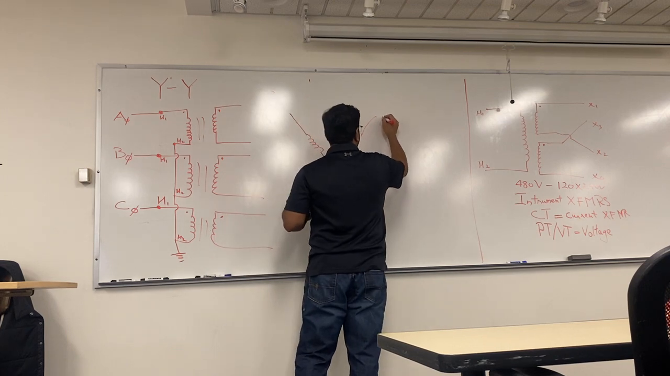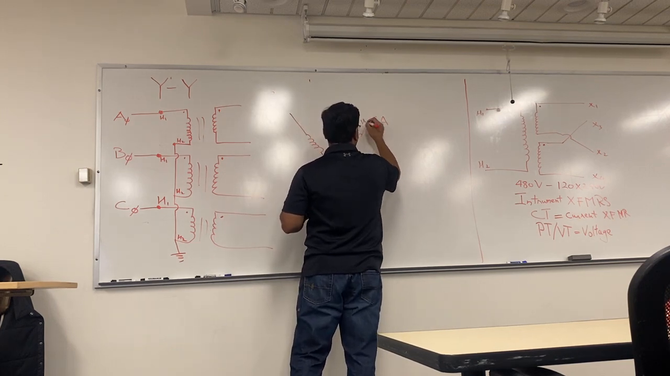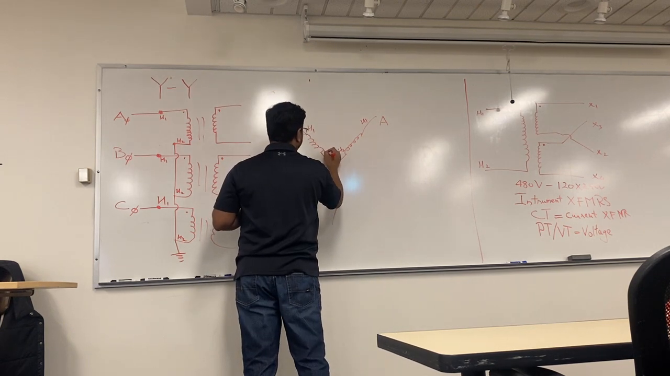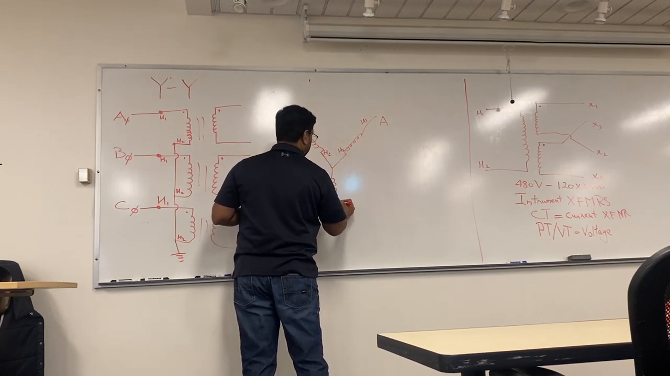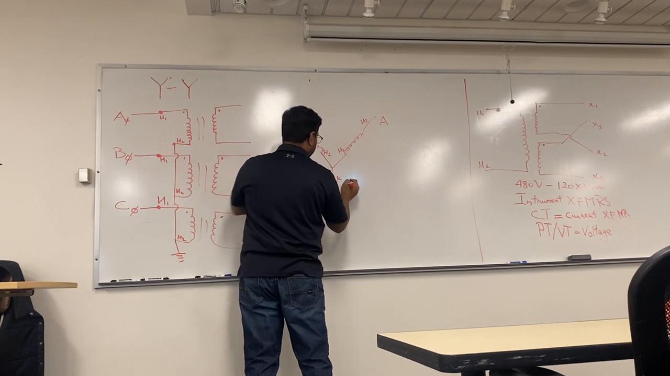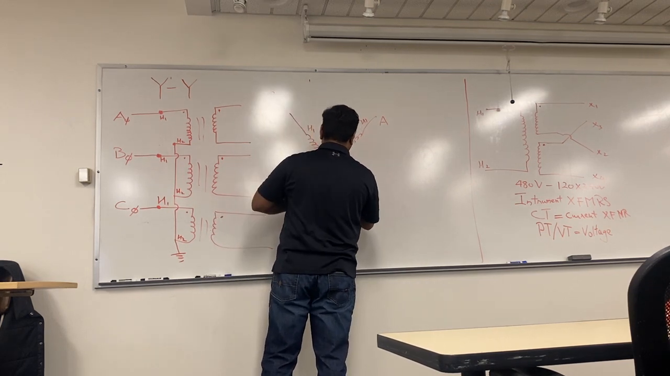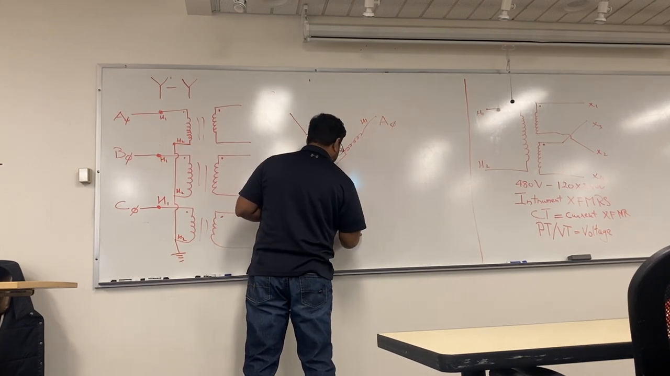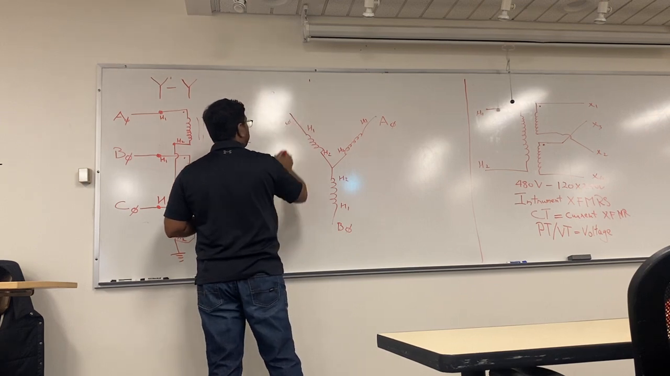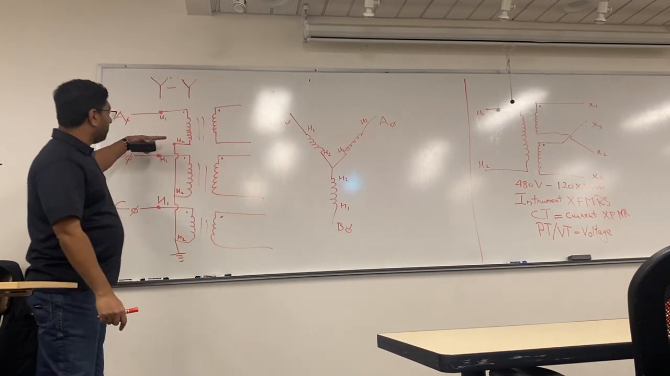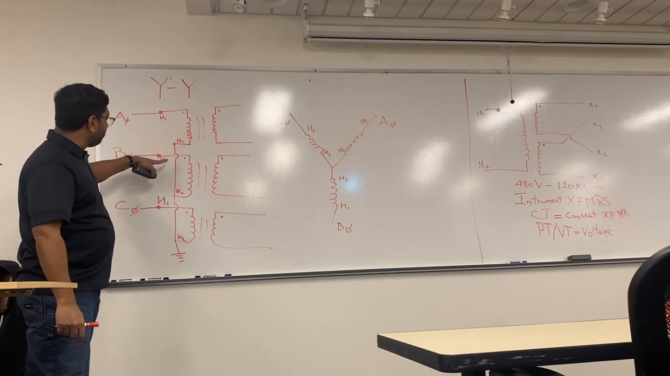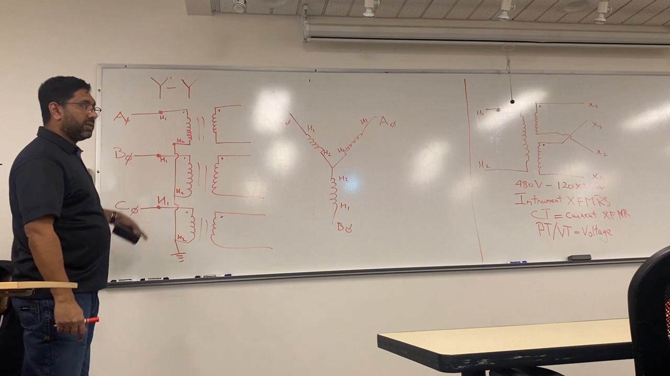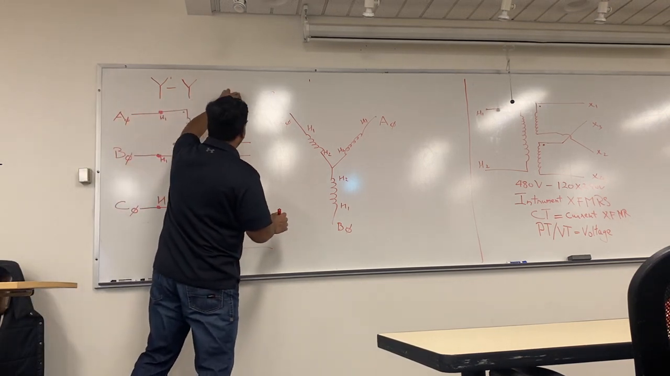So let's have this as A. This is my H1. Can you see that? H2, H1, H2, H1, H2. That was my A phase, B phase, C phase. So I'm tying up the H2s of individual transformers together, and that's how I get my wiring up this side. So same deal on the other side, no biggie at this point.